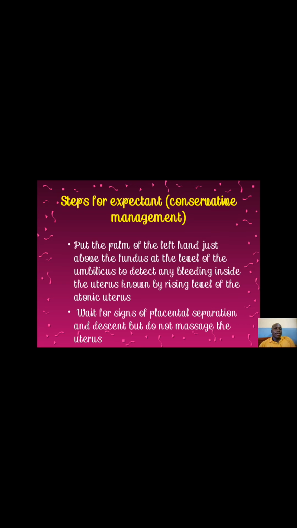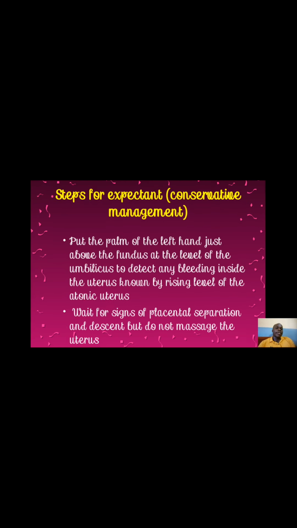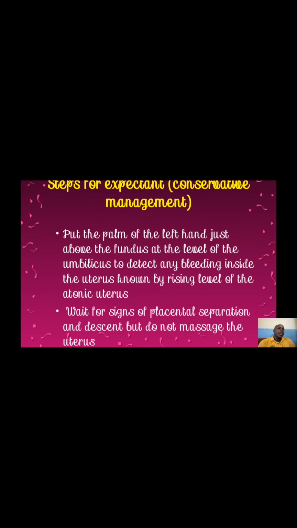Steps for expectant or conservative management. Step gani zinatumika katika conservative management au katika expectant management? Ya kwanza, put the palms of the left hand just above the fundus at the level of the umbilicus to detect any bleeding inside the uterus, known by rising level of the atonic uterus.